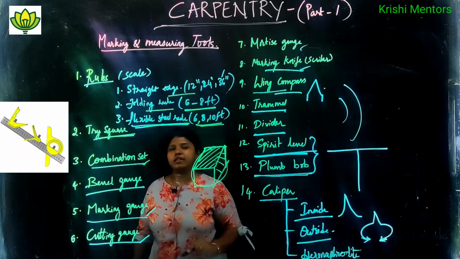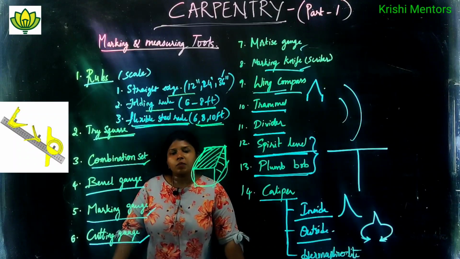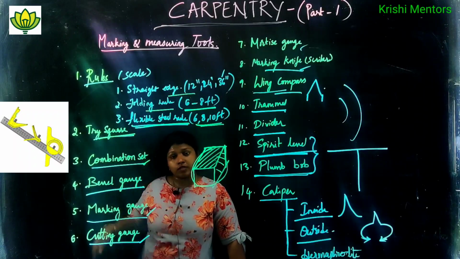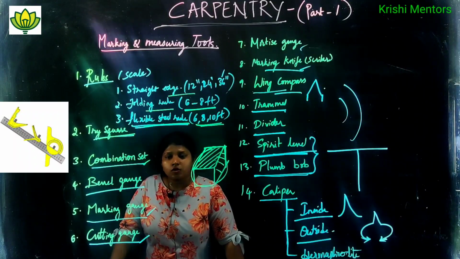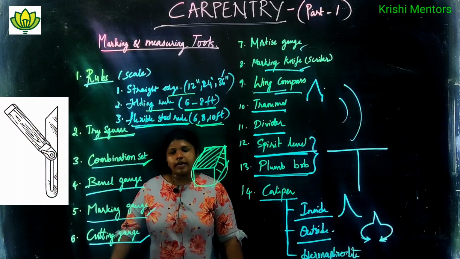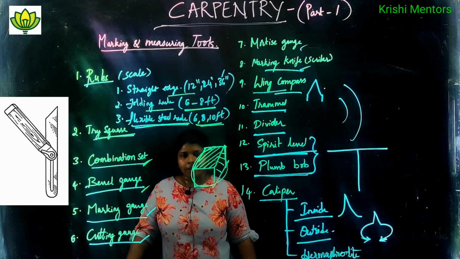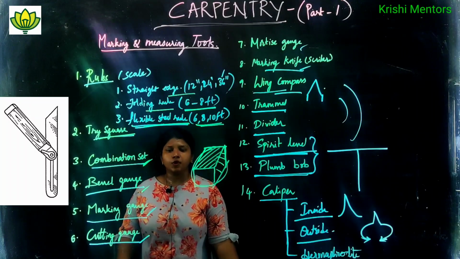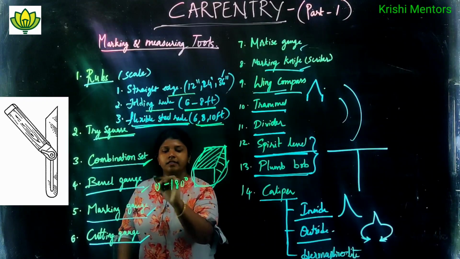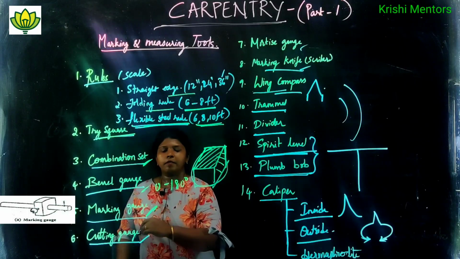And next one is a combination set. A combination set, as specified in the name, what happens here is the combination set has different purposes again, and also it is a combination of different tools. It is used to measure the angles and also measure the level. Okay, it is frequently used in a workshop. And next one is a bevel gauge. A bevel gauge is also called as an adjustable bevel. So this bevel gauge is used to measure the angles from 0 to 180 degrees. Okay, this is a kind of measuring tool. And the next one is a marking gauge.